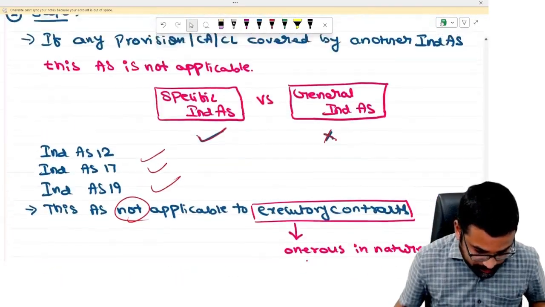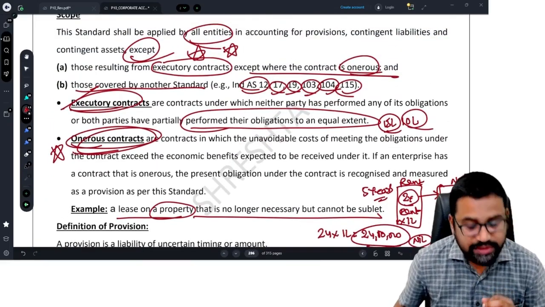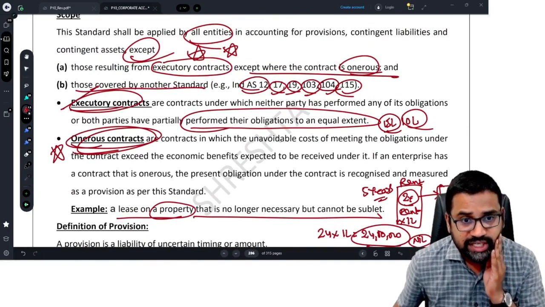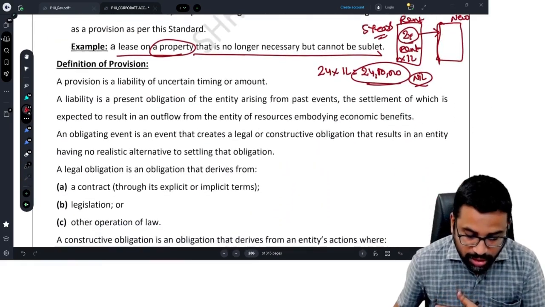This is the scope of the standard, sir. Very simple. The standard has two exceptions. One, the standard is not applicable for executory contracts. Second, any provisions, contingent assets, contingent liabilities covered under another standard, this standard is not applicable. Now come to the first topic.